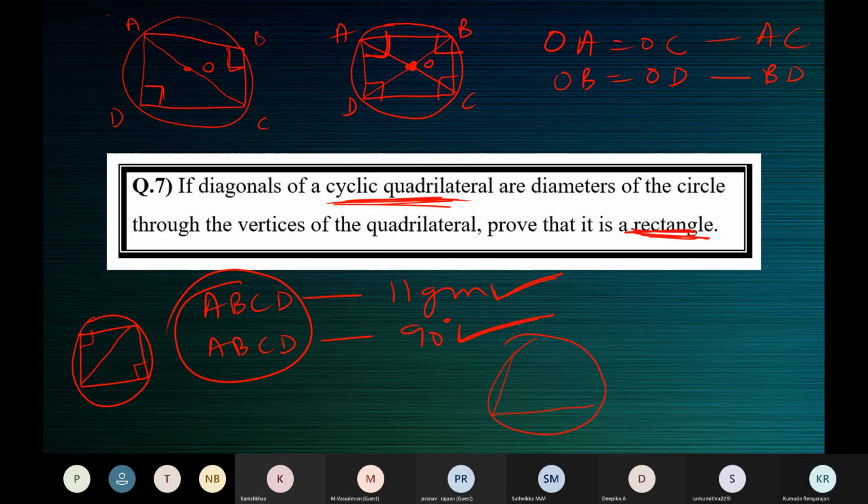Or you can use only this theorem, angle in a semicircle is a right angle, and show that all the four angles are 90 degrees. In that case, when you show all angles are 90 degrees, you must say that ABCD is a parallelogram because opposite angles are equal. Opposite angles are equal, so it's a parallelogram. And in the parallelogram, one angle is a right angle, so it's a rectangle.